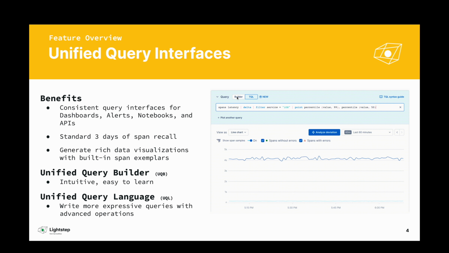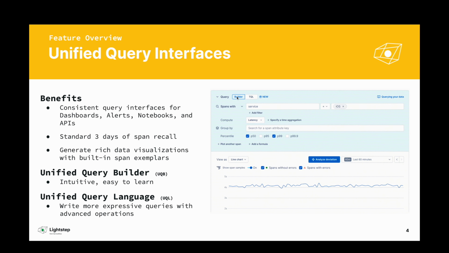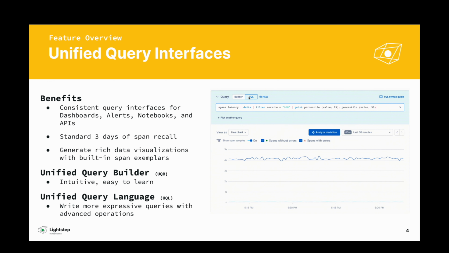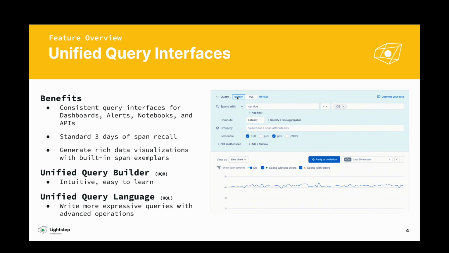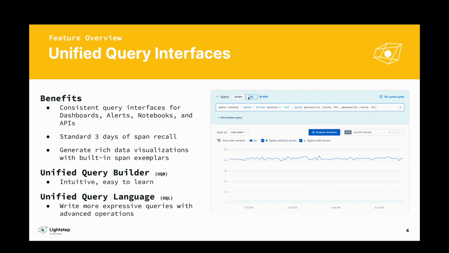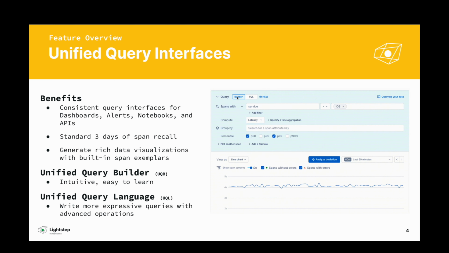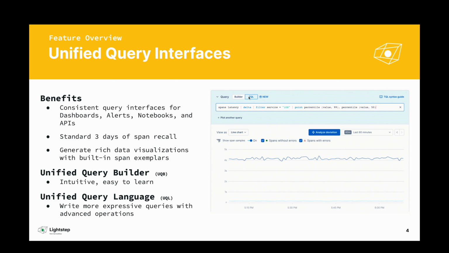Regardless of which interface you choose, you'll be able to query across the last 3 days of span data by default with the ability to define retained span queries, previously known as streams, right from the query UI. You'll also have access to a rich set of visualizations, many of which feature embedded span exemplars. The Unified Query Builder, or UQB, offers an intuitive and familiar GUI-based interface, while our Unified Query Language, or UQL, provides power users with more complex functions to write expressive queries.